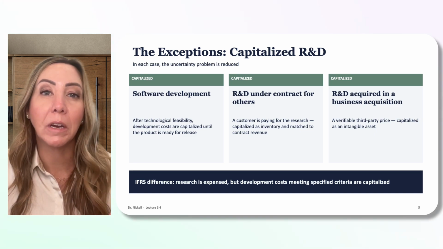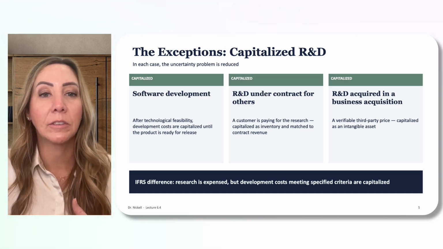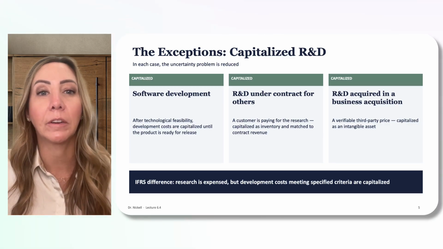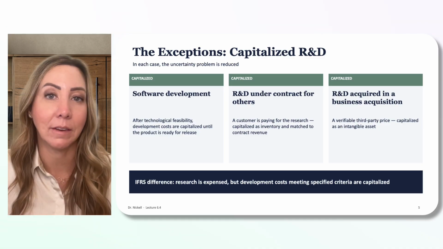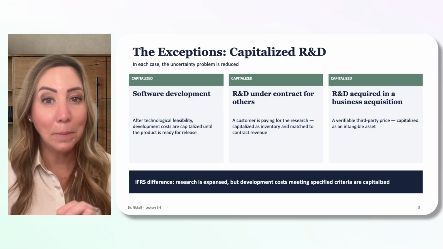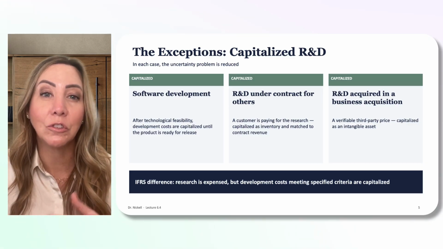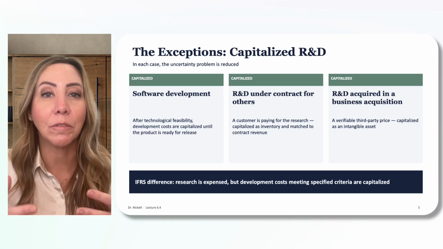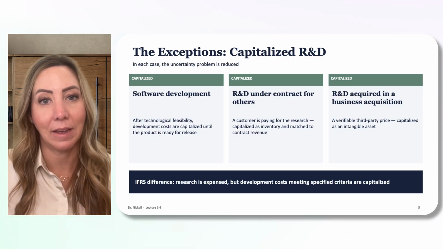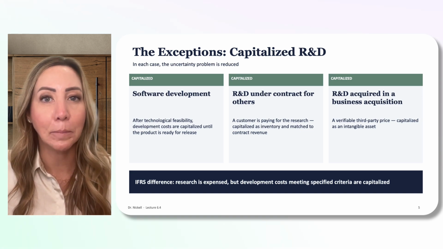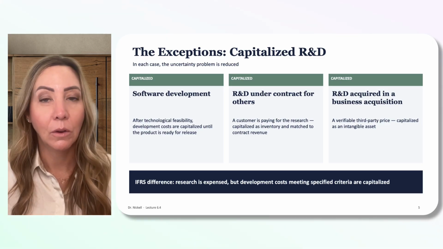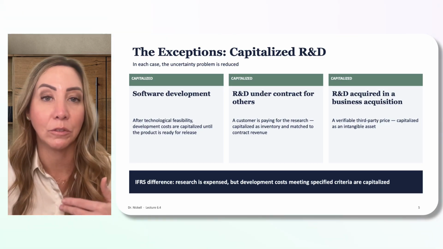Second, R&D performed under contract for others. If a customer hires us to do research and is paying us for it, that's not speculative spending. We have a buyer. Those costs are capitalized as inventory and matched against the contract revenue. Third, R&D acquired in a business acquisition. When one company buys another, the in-process research it acquires is part of what it paid for. There's a verifiable third-party price, so it is capitalized as an intangible asset. Notice the common thread. In each exception, the uncertainty problem is reduced. There's either demonstrated feasibility or an actual transaction that verifies that there's value there.